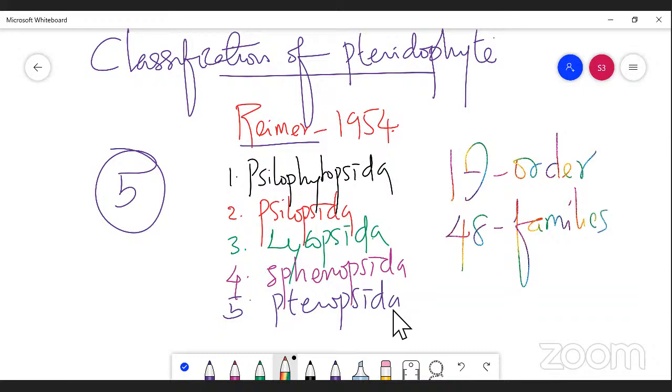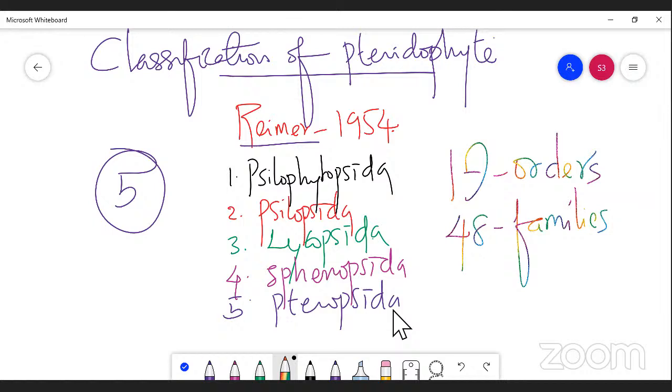My dear students, Rimer's classification consists of 5 subdivisions, and each division may consist of certain orders. In total, Rimer's classification encloses 19 orders and 48 families. This classification was proposed in the year 1954 by Rimer.